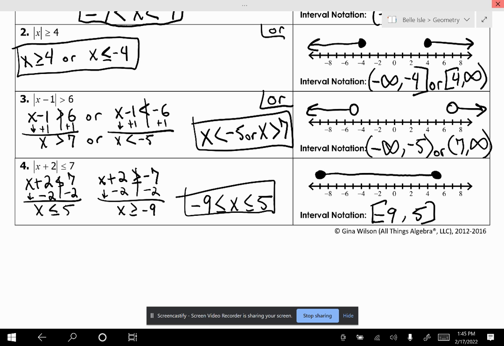If you will flip over to the back, we're going to skip number 5 and move on to number 6. Number 6 is the first one that has something outside of the absolute value. Very good. We have something outside the absolute value symbol.